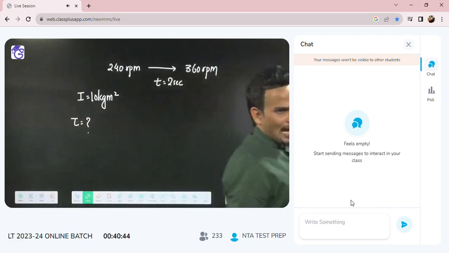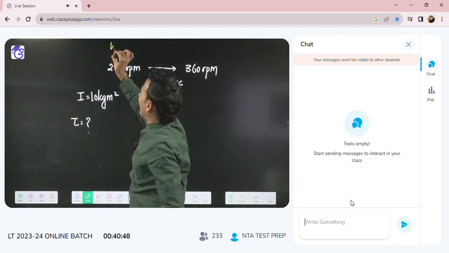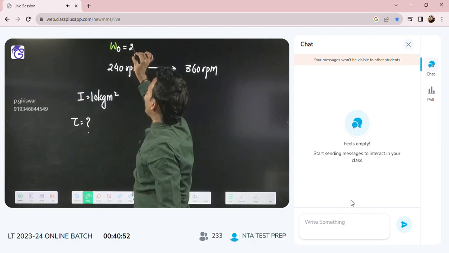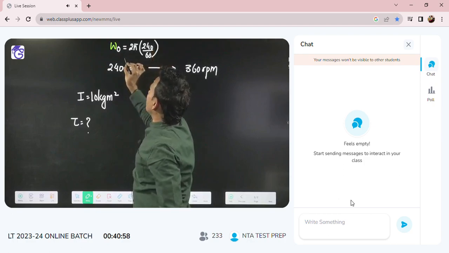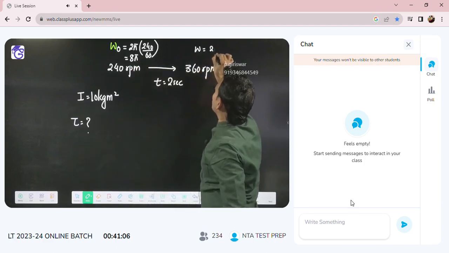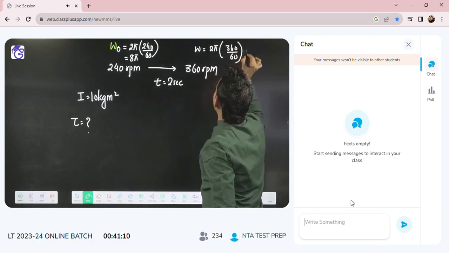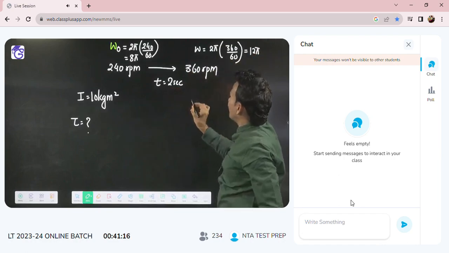I will simply calculate initial omega. Sir, initial frequency given, so initial omega I can find. Omega naught I can find, sir. 2 pi f. F will be 240 by 60. Now from here, initial omega will come 8 pi. Similarly, you can find final omega. Again, final omega will be 2 pi f. F will now be 360 by 60. That will come as 12 pi. Now you can use time given, so you can use the first equation.